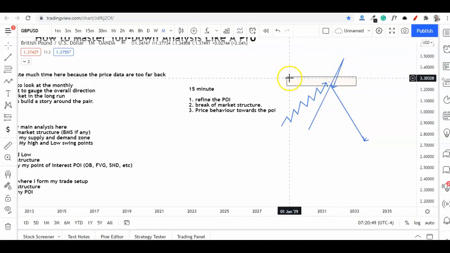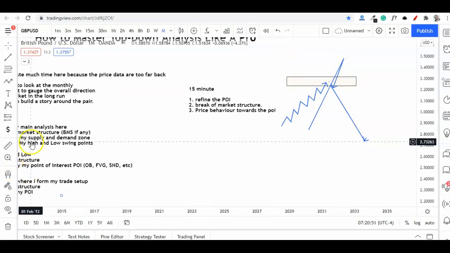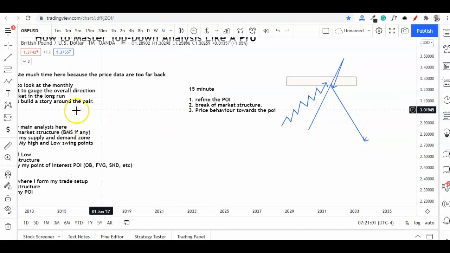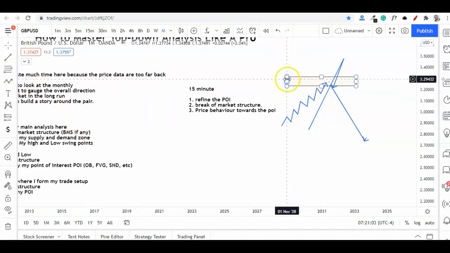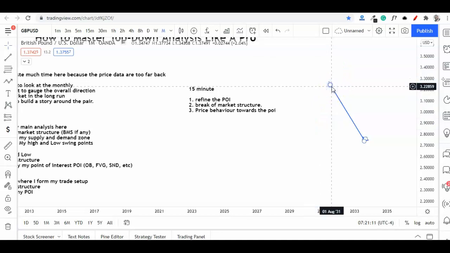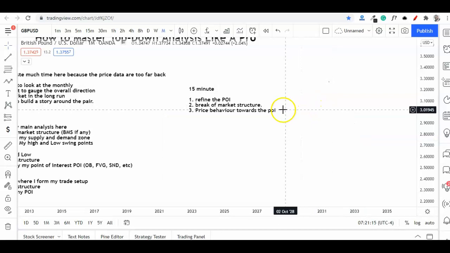So you have to look at the behavior of price. I will also create a video to show you the different price approach strategies, what you should be looking at in order to have confidence in your trade setup. Now let me delete this. So what else do I look for here?